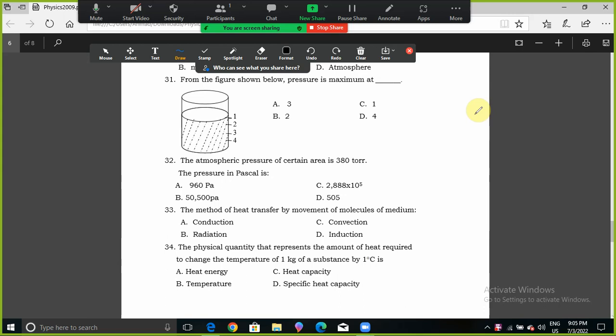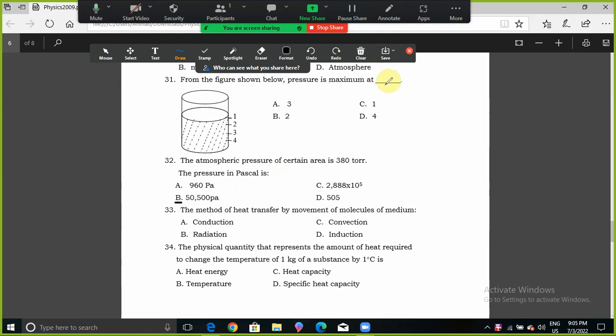Here it says the atmospheric pressure of a certain area is 380 torr. The pressure in Pascal is what? We have it in torr, so when we convert it into Pascal, it will be 50,500 Pascal, right? Yes. So the correct answer for question number 32 is B.